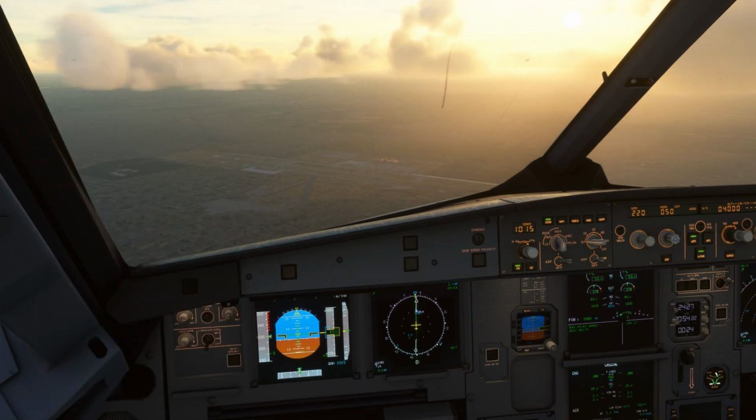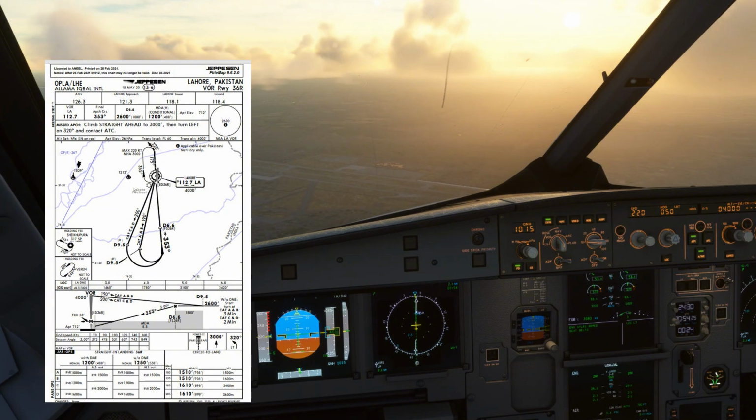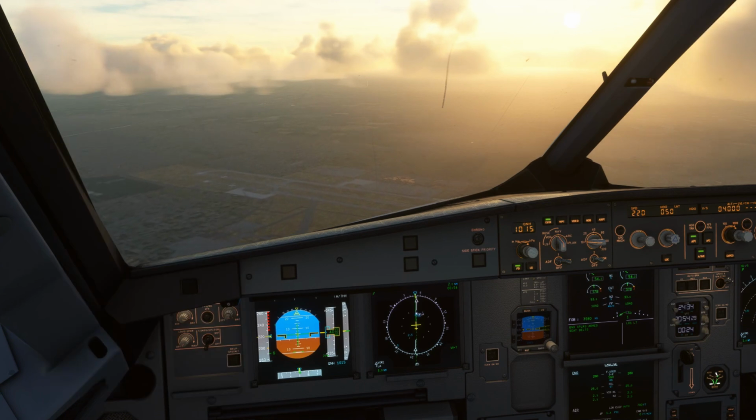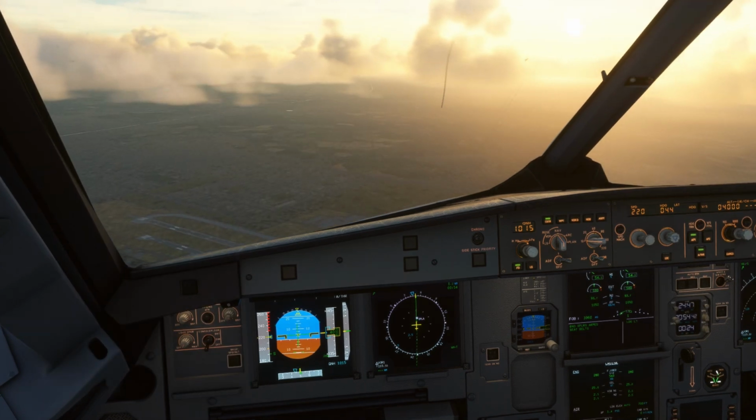Approaching overhead at 4000 feet. We have to turn left for parallel entry. 355 will be our heading. Okay, turning left and heading 355.